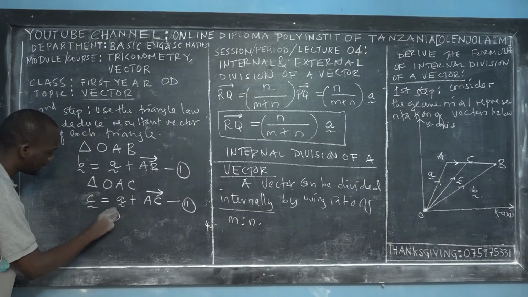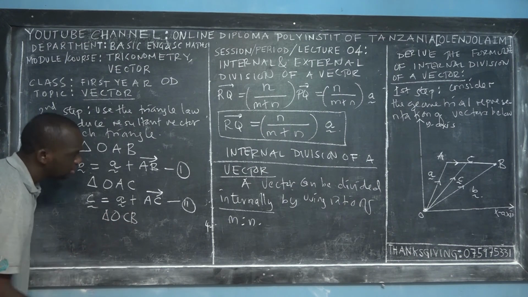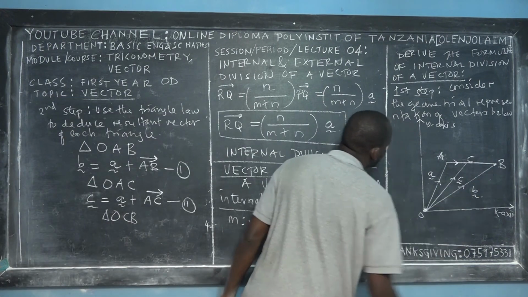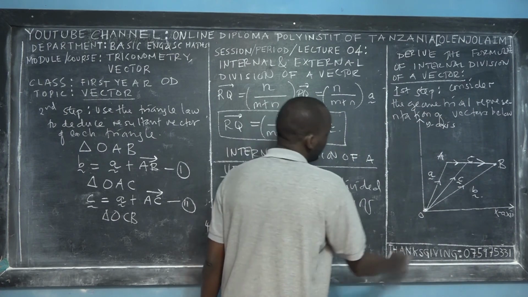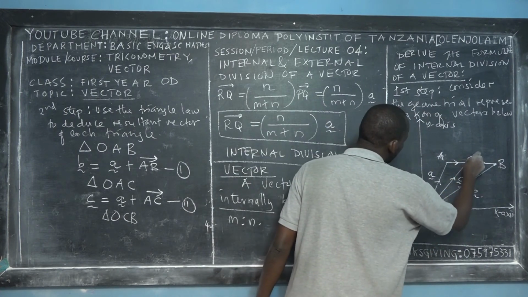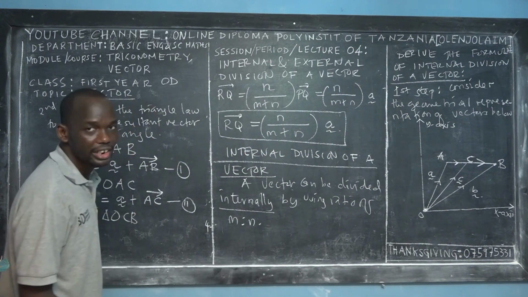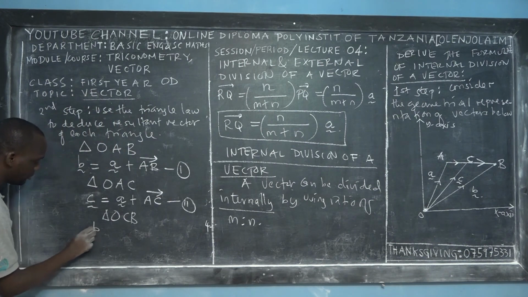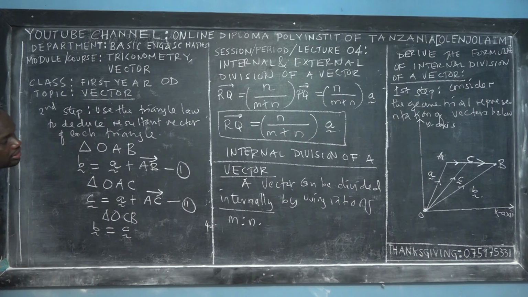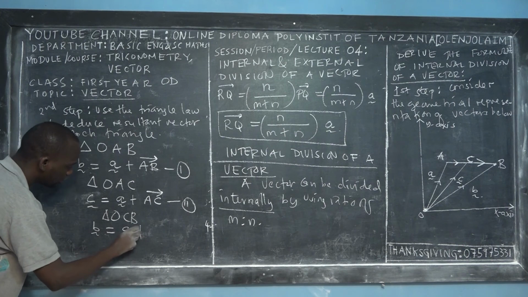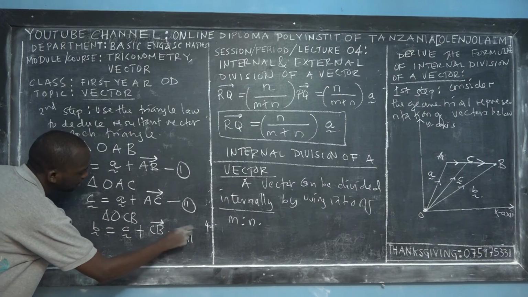Then we have the last triangle, which is triangle OCB. Here also we have the direction of the vector, initial and final. Tell me, what is the resultant vector? It is vector B. So the resultant vector B is equal to vector C plus the displacement vector CB. So this is the third equation.